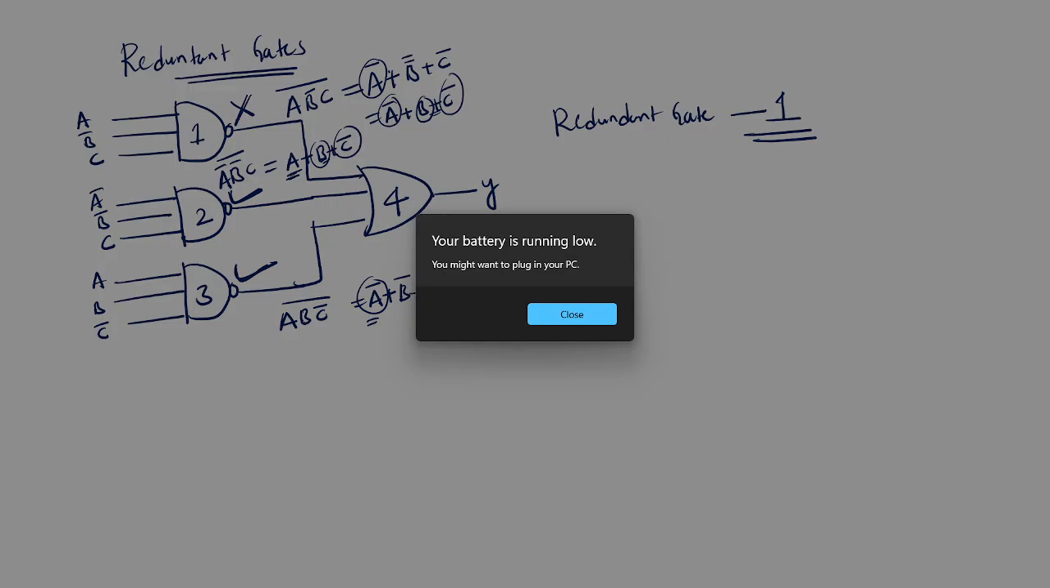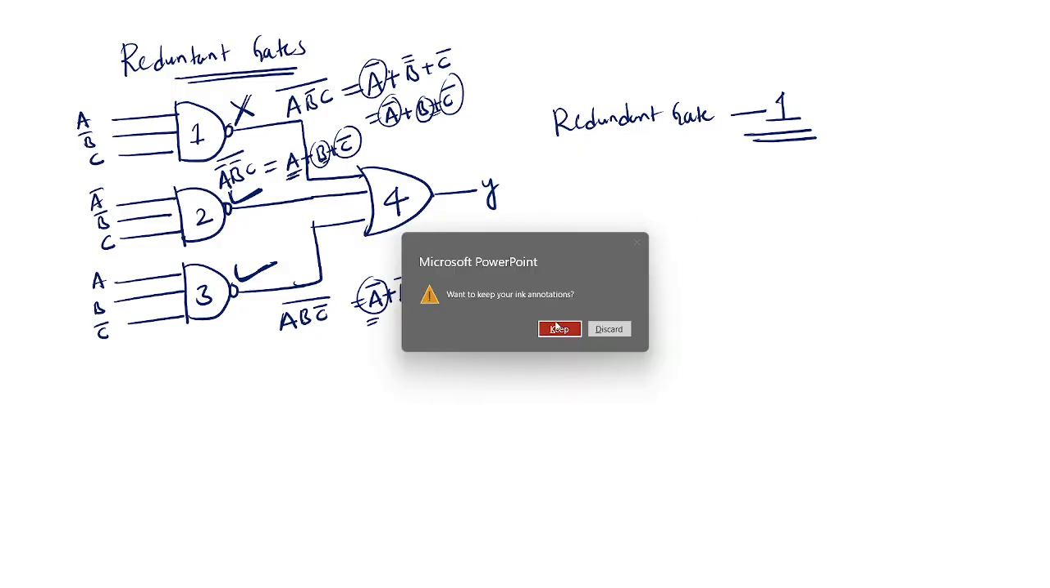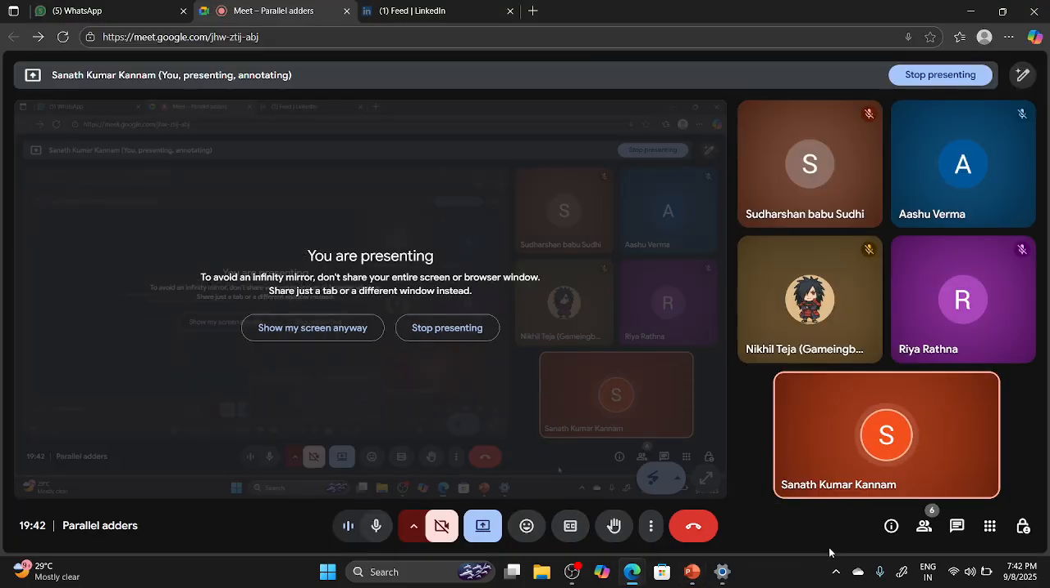Okay. Okay. One second. Yeah. Yeah. Is it fine? Do you understood this redundant gate? Any doubt in this? Just give response so that I will move forward. Redundant gate. Hello. Yes.